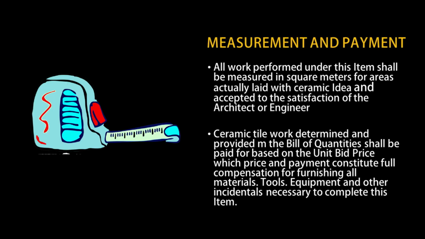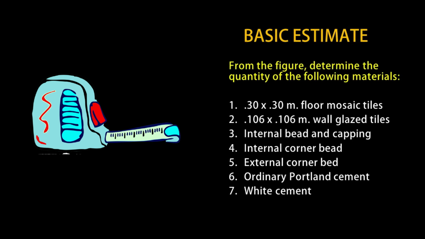Measurement and payment. All work performed under this item shall be measured in square meters for areas actually laid with ceramic tiles and accepted to the satisfaction of the architect or engineer. Ceramic tile work determined and provided in the bill of quantities shall be paid for based on the unit bid price, which price and payment constitutes full compensation for furnishing all materials, tools, equipment, and other incidentals necessary to complete this item.